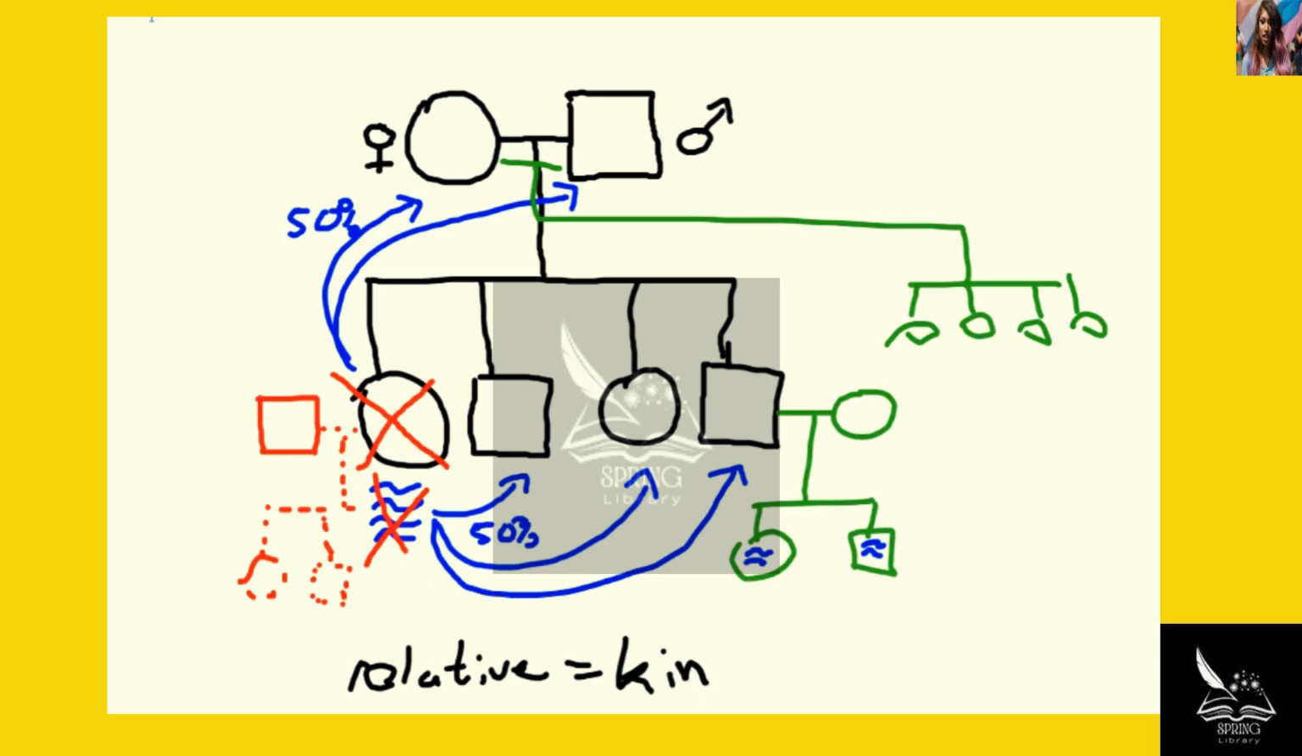So let's look through our potential options here. Is it called operant conditioning? No, that's a type of training behavior. Is it called kin selection? Option B is actually correct.